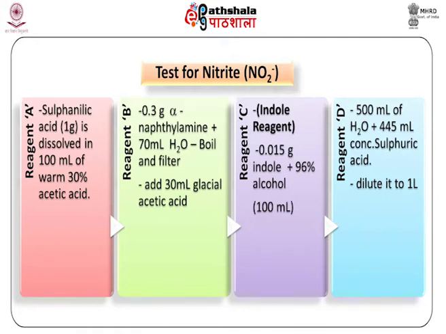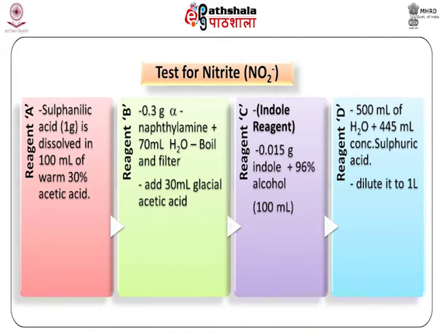then keep it for boiling and filter it. Add 30 milliliters of glacial acetic acid to it. Reagent C, or indole reagent. To prepare this reagent, 0.015 grams of indole is dissolved in 100 ml of 96% alcohol.